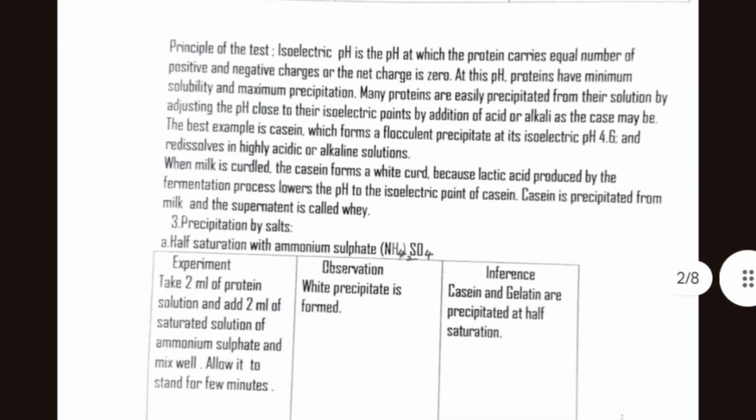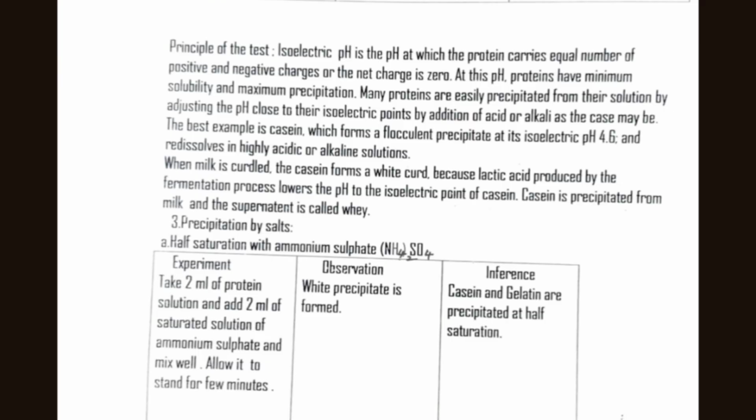What is the principle of this test? What is isoelectric pH basically? This is a viva question. It is the pH at which the protein carries equal number of positive and negative charges, or the net charge is 0. At this pH, protein have minimum solubility and maximum precipitation.